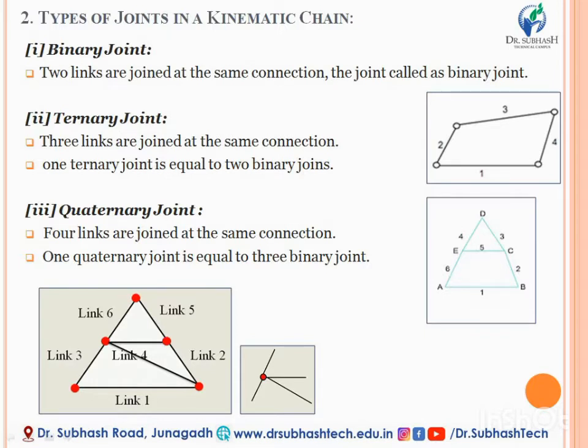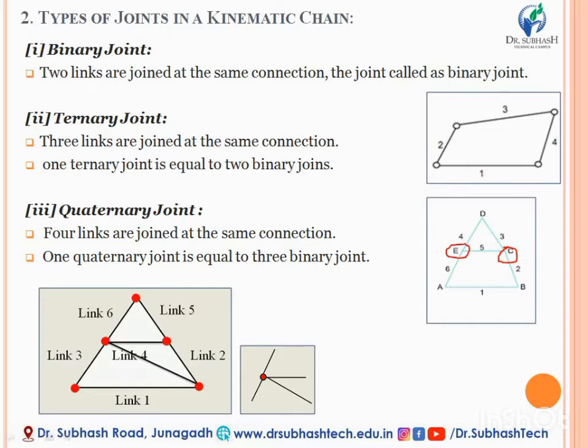If we are talking about a ternary joint, then when three links, in place of two links, are joined by any joint or any point on the same connection to form a kinematic chain, we can say that it is a ternary joint. Look at the figure, in which especially there are the points E and C. If you look carefully at this mechanism, these are the joining points E and C.